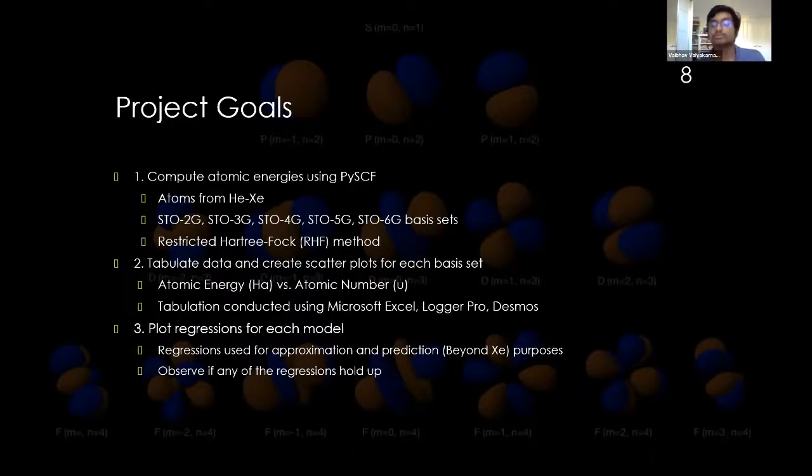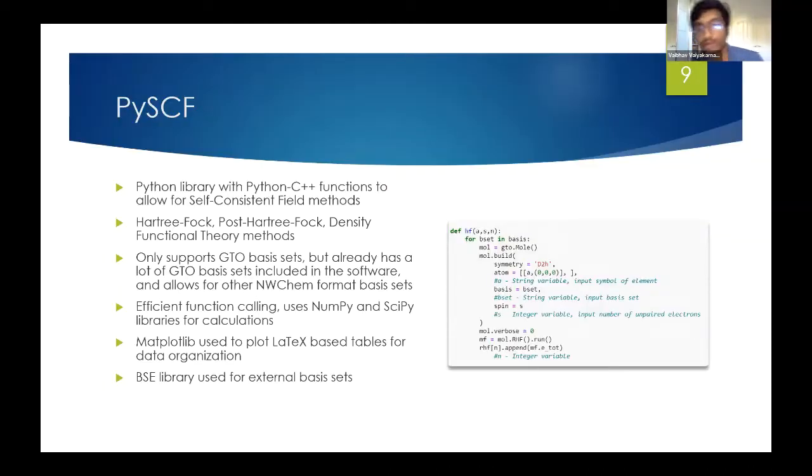The other thing, of course, is prediction. We only have values up until xenon. We were wondering if we could extend the graphs beyond that, to lanthanum, cerium, towards the lanthanides and the F block, and from there perhaps work backwards to find the basis set sometime, or someone else could use what we've done to do that. So on that note, let me introduce you guys to PySCF.